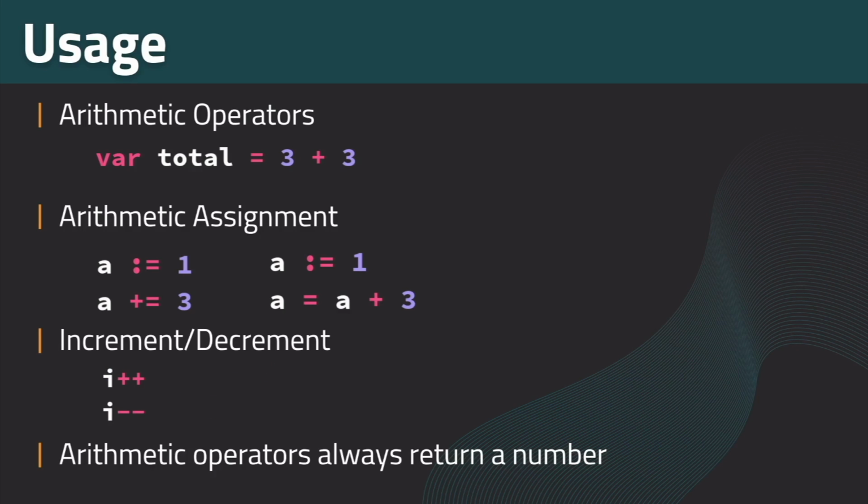Whenever you're working with arithmetic operators, it's always going to be returning a number. So you're not going to get any errors or any strings back. You're always going to get a number that you're working with.